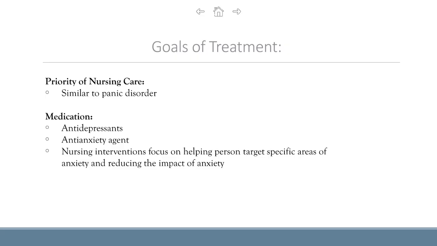Our priority of nursing care is very similar to panic disorders. So calm, short directions. Medications are going to be the same, those antidepressants to help bring down that everyday feeling of butterflies in their stomach, anxiety, and worry. Anti-anxiety medications like benzodiazepines, perhaps for when they think that things are getting really out of hand, and those would be PRN. Nursing interventions focus on helping the person target specific areas of anxiety and reducing the impact of their anxiety.